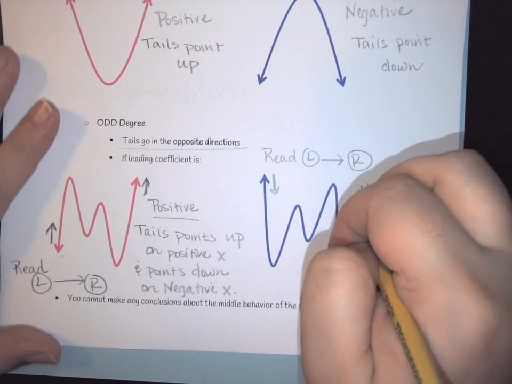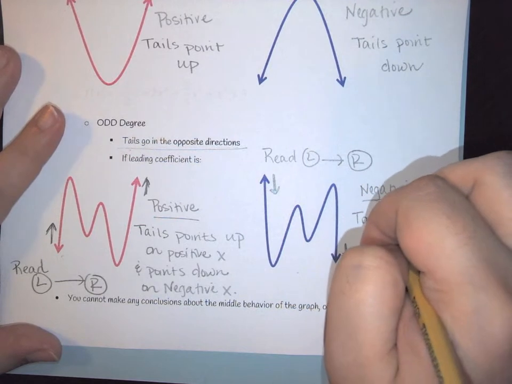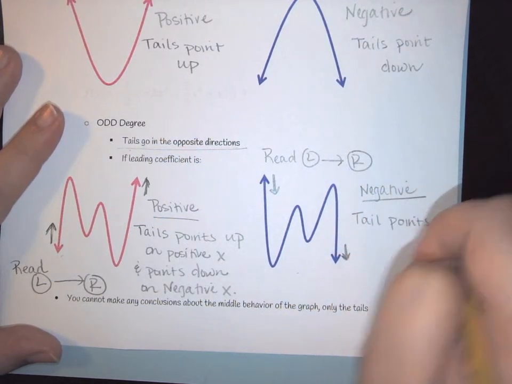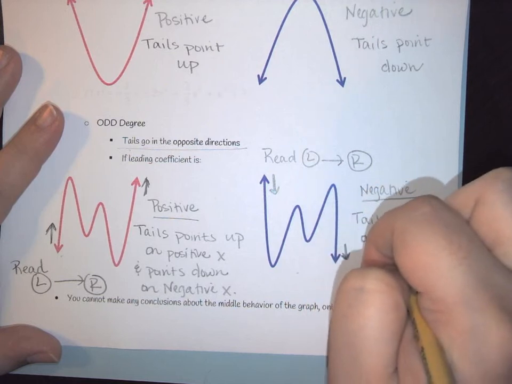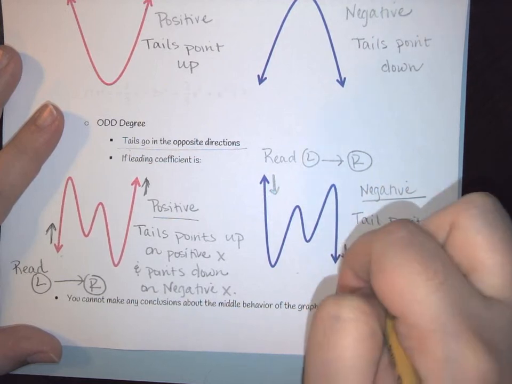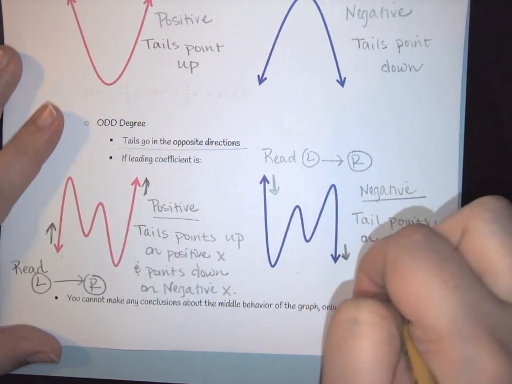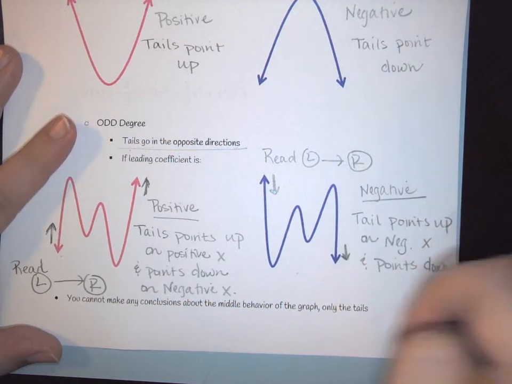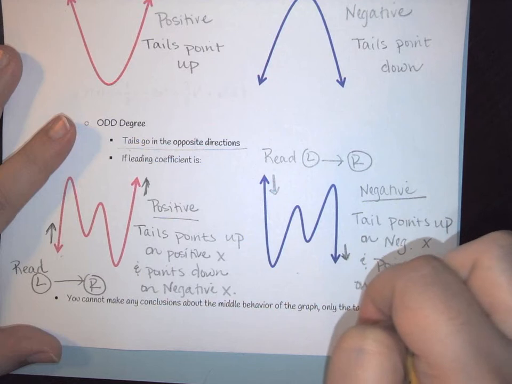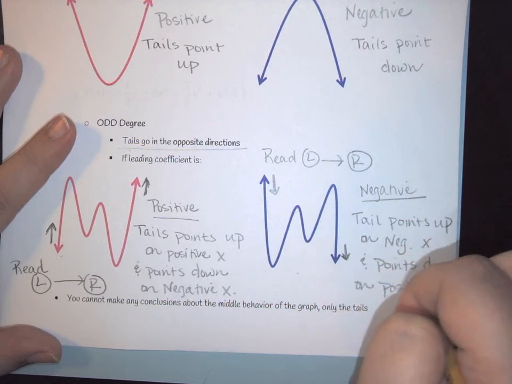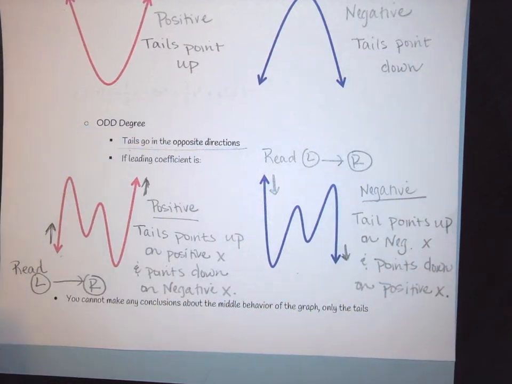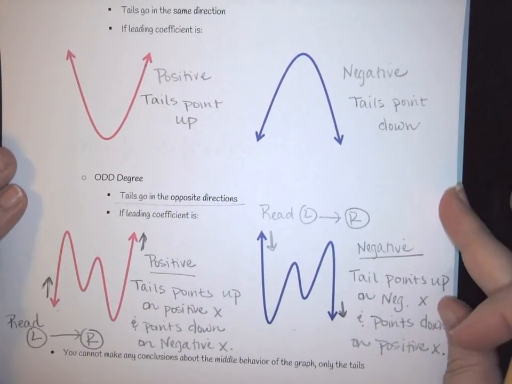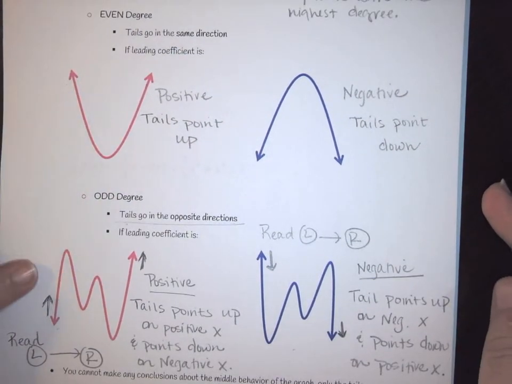And in that, you would have that your tail points up on the negative x and that it points down on the positive x. So when you're classifying, you have to first be able to identify, are you even or are you odd?